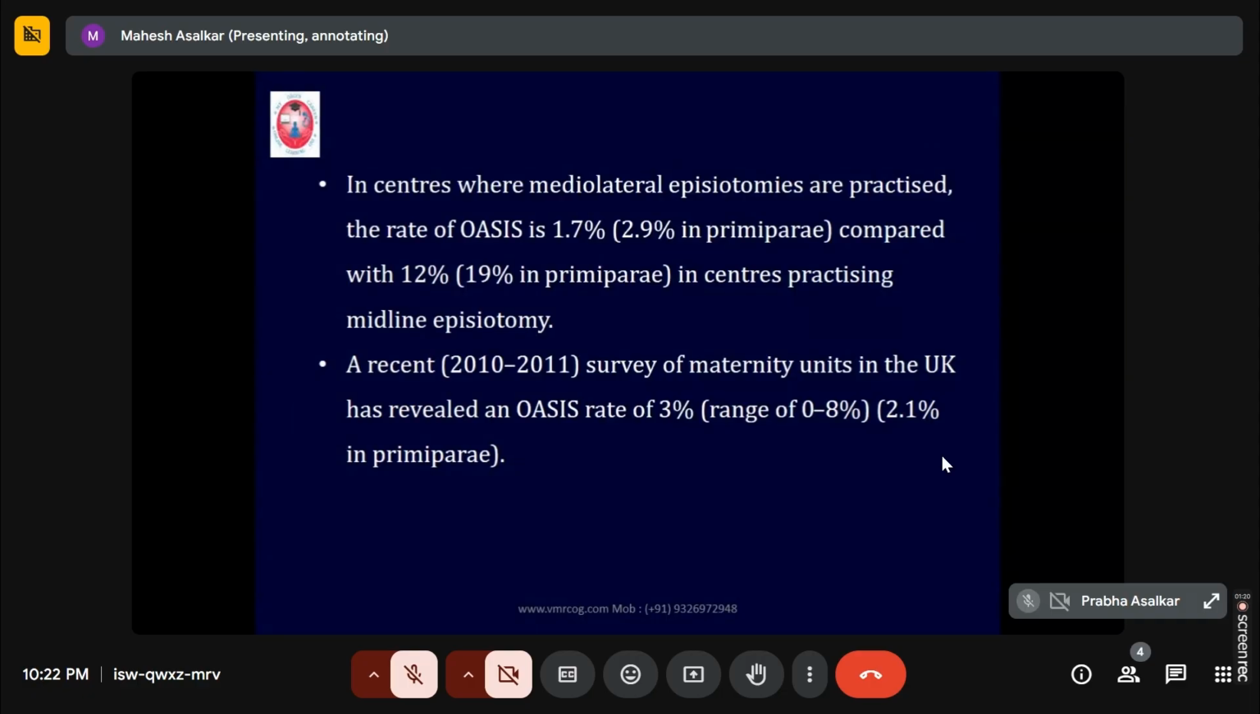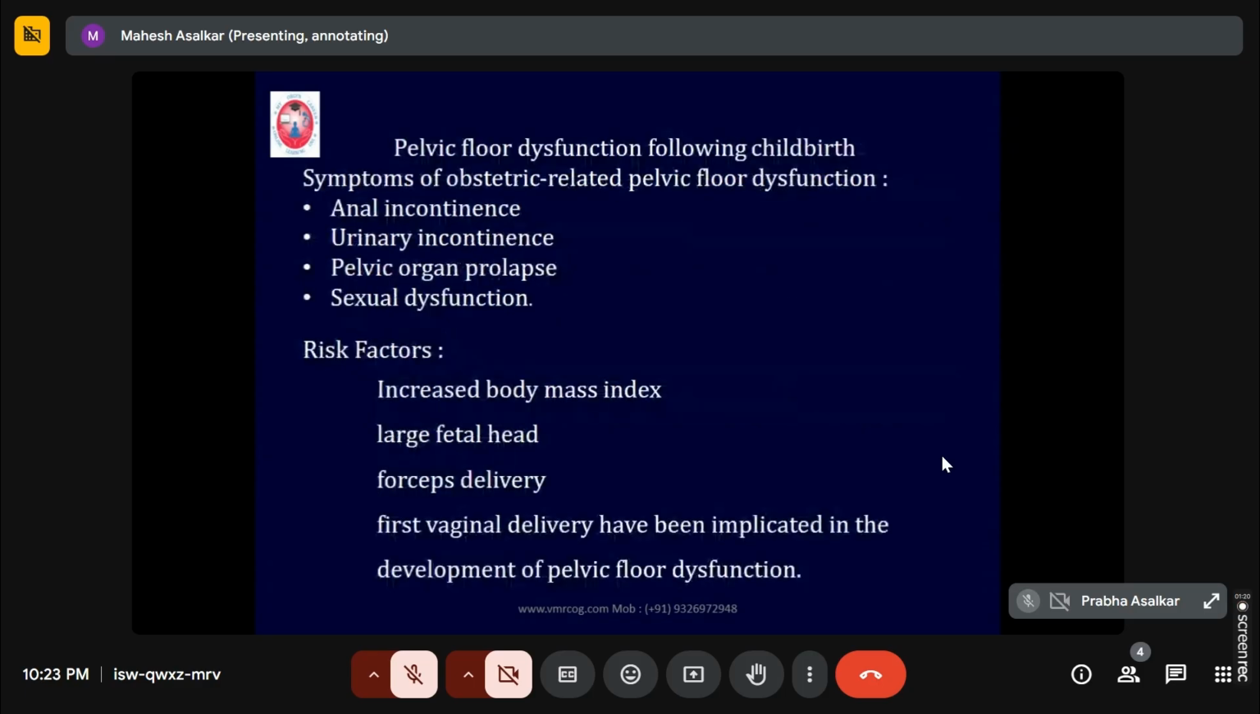Okay, a recent 2010-11 survey of maternity units in the United Kingdom has revealed an OASIS rate of 3%, with a range of around 0 to 8%, and around 2.1% in primaries. So the overall incidence is around 3%. Actually it varies from 3 to 8%. The Green-top guideline will give you a figure of around 3 to 8%, and it depends upon the type of episiotomy which is practiced.